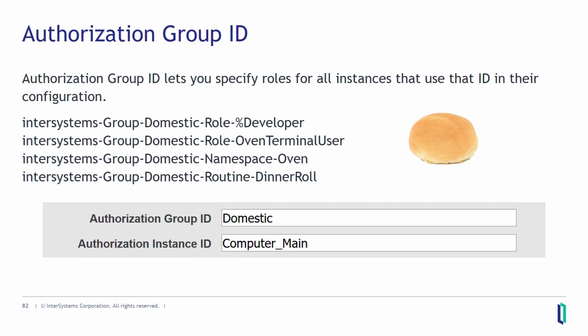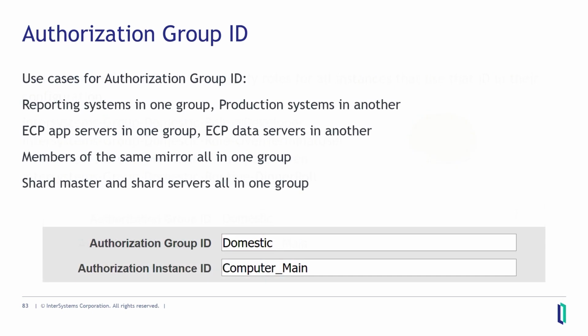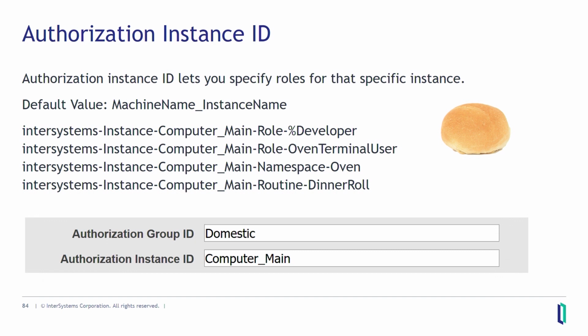Well, why would you need or want to group these things together? Some possible examples. All of your reporting systems in one group, your production systems in another, ECP app servers in one group and data servers in another, all mirror members in one group and keep other mirror members totally separate because they're in a different mirror. And with the new InterSystems IRIS functionality of sharding, I'll put a shard master and all of its shard servers in one group. Great.